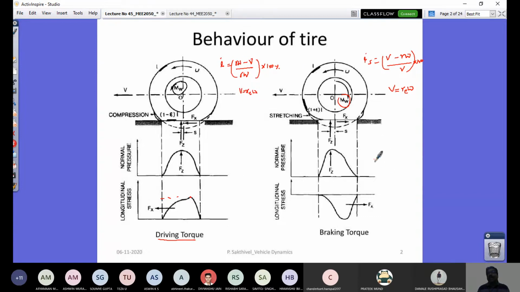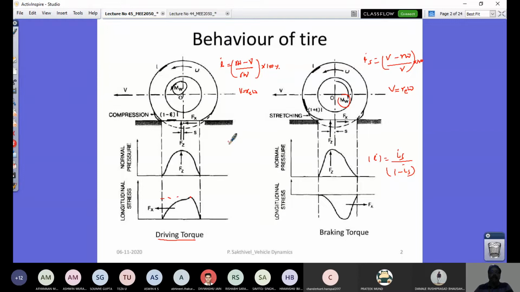Also, we looked at the relationship between iS and i. So the modulus value of i can be represented as iS by 1 minus iS. This helped us to get, after our Julien's model derivation, the equation correspondence for braking effort and skid. So this is what should come to your mind when you talk about the behavior of the tire.